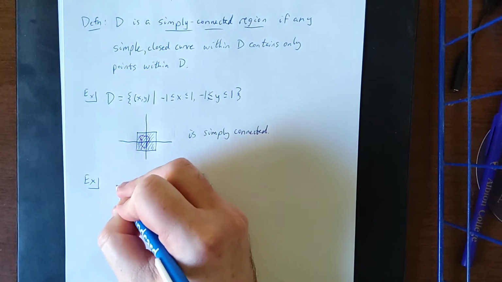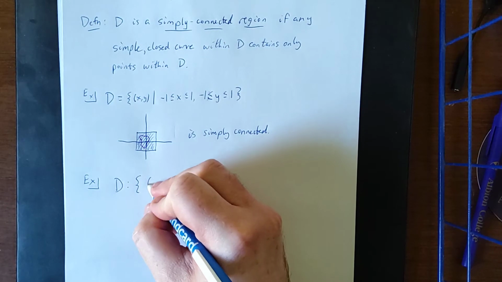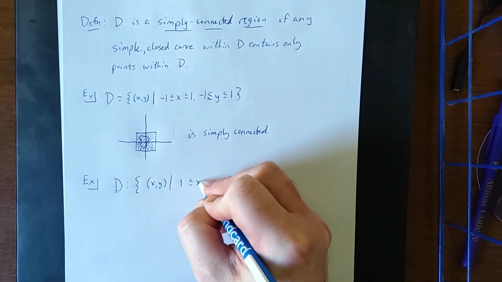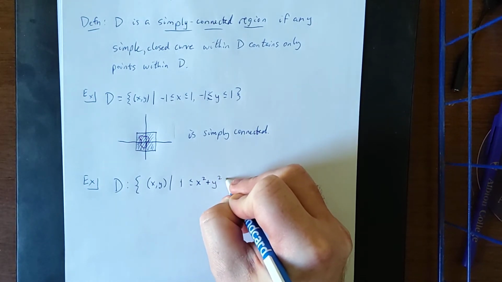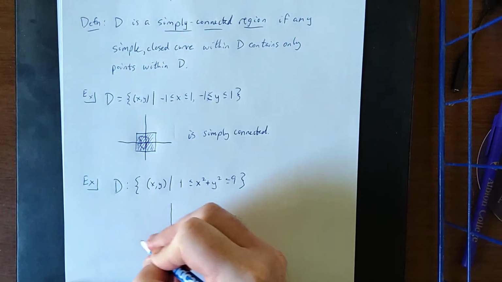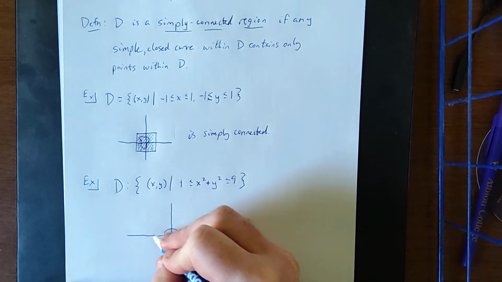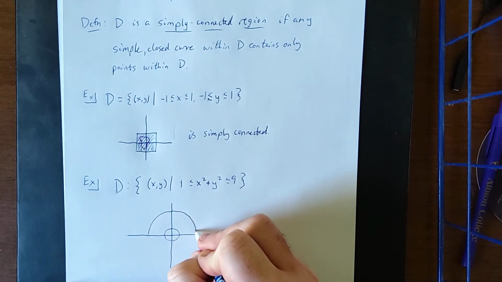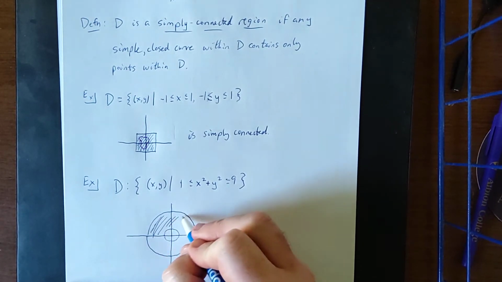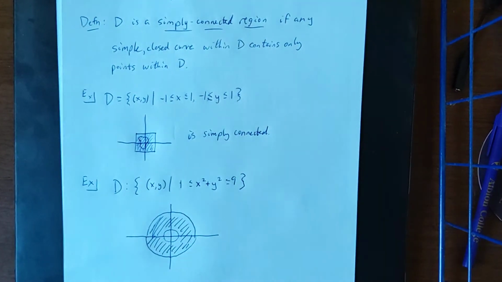However, if I were to consider the region D, which is going to be the set of all ordered pairs x, y, such that 1 is less than or equal to x squared plus y squared, which is less than or equal to 9. So this would be the sort of donut region in between a radius of 1 and a radius of 3. Felt like going for a nice thick donut today. So the points in question for this, well, really good looking polar region would be like this.